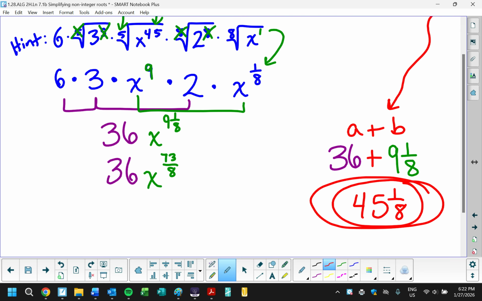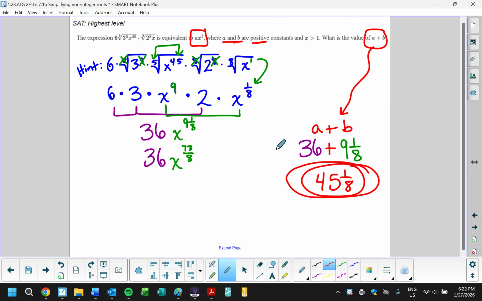Now, folks, that is one of the highest level of questions that you would find on the PSAT or SAT. So don't be intimidated by the challenge. Look at what we know about powers and roots, manipulate it in equivalent ways, and try to isolate the quantity in front of the x as well as the exponent above the x, and then answer that question.